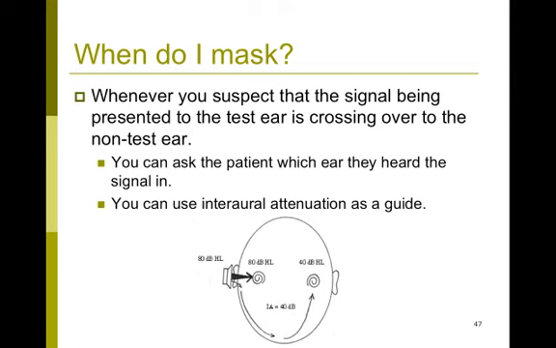Another way of determining the need for masking is based on the interaural attenuation. If you're using a headphone, you know that the interaural attenuation is 40 dB. So whenever you're presenting more than 40 dB, you need to be aware that part of the signal might cross over to the other side and might be heard in the better ear's cochlea.